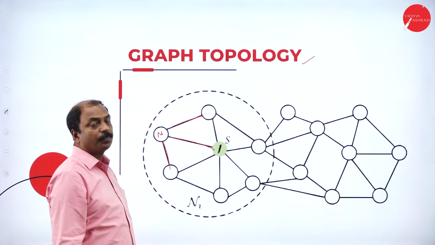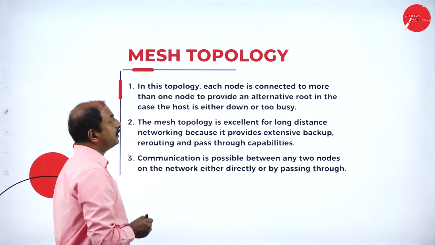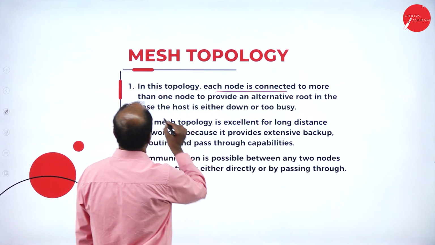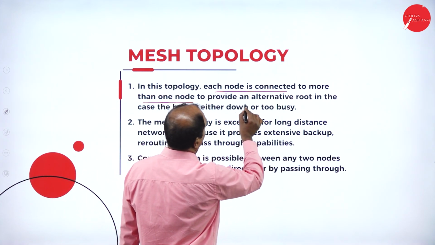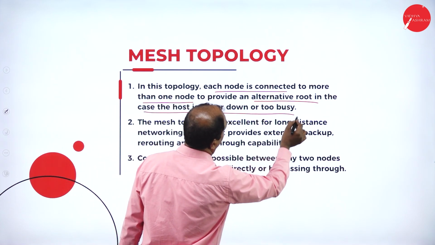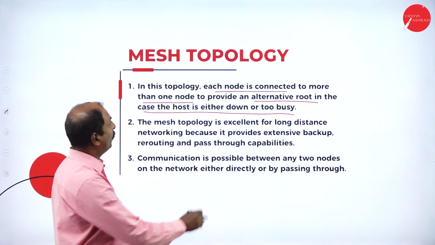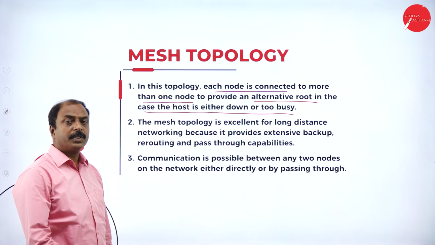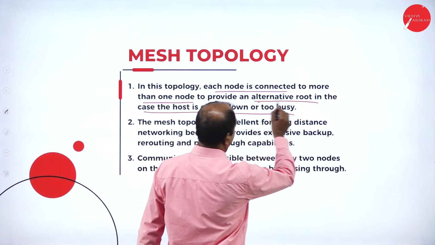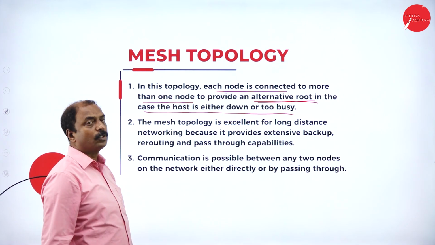That is graph topology. The next type of topology is called mesh topology. What is mesh topology? In this topology, each node is connected to more than one node to provide an alternative route in case the host is either down or too busy. So this is mesh topology. The definition is that one node is connected to more than one node. It forms an alternative path between two computer nodes. It forms a mesh topology.